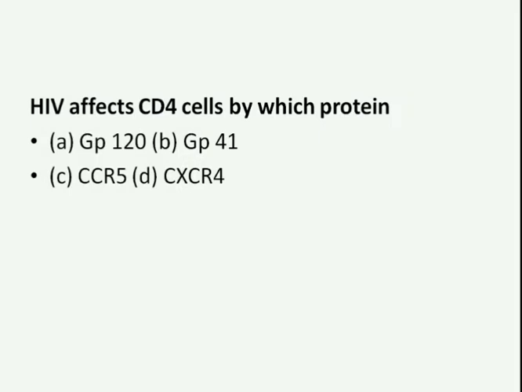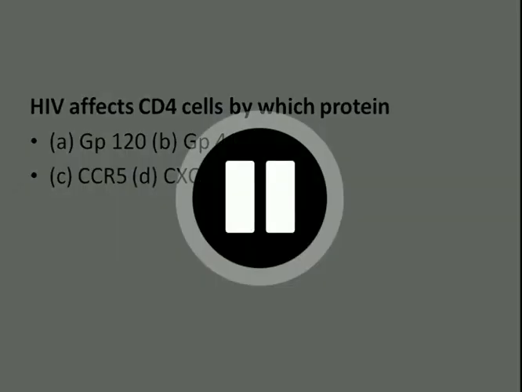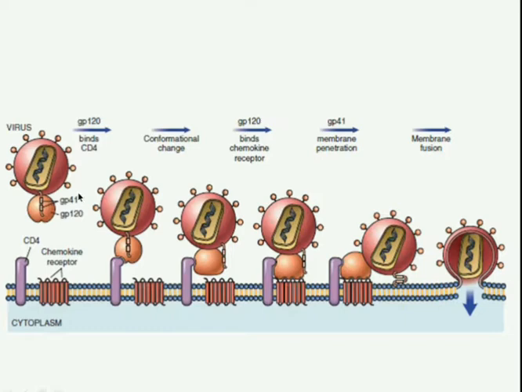HIV affects CD4 cells by which protein? Yes, the answer is GP120. GP120 binds to CD4, causing a conformational change so that it binds CXCR4 or CCR5. Then GP41 is inserted and the viral genome is inserted.